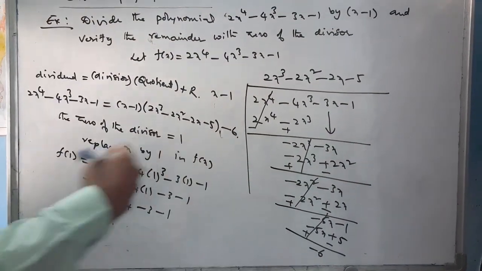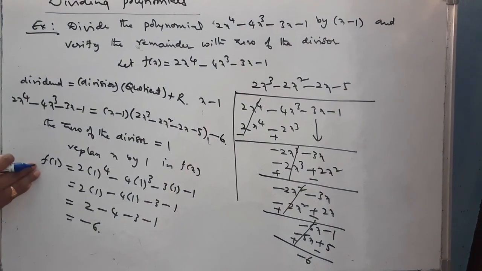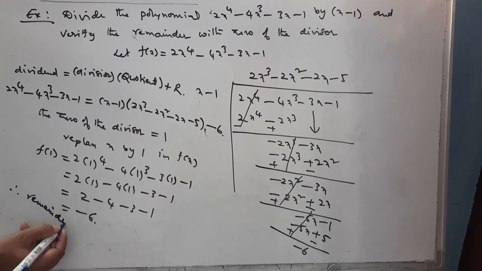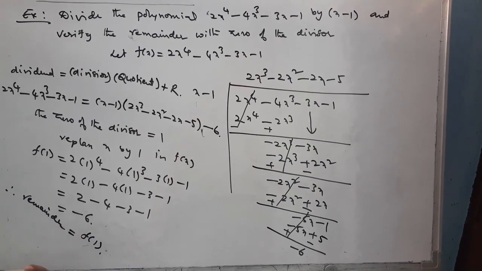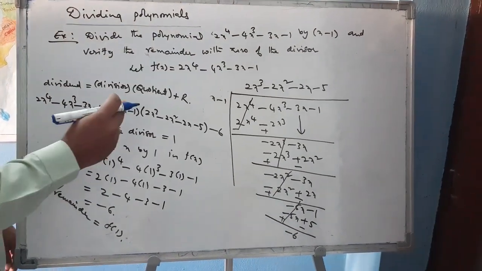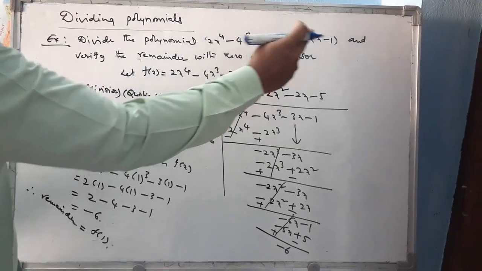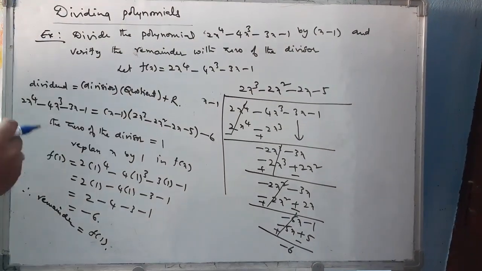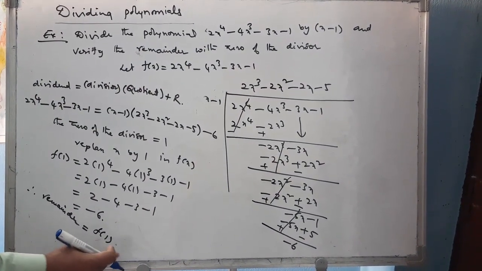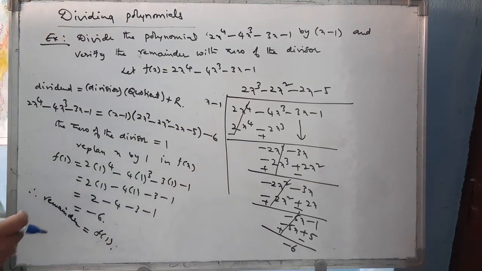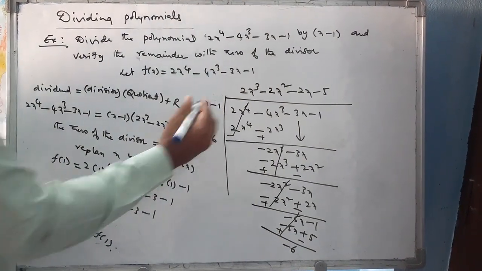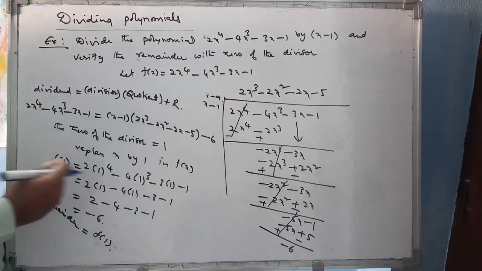So the remainder is equal to f of 1. Therefore the remainder is equal to f of 1. We observed in this problem, when the polynomial is divided by x minus 1, the remainder becomes f of 1. 1 is the 0 of the linear polynomial x minus 1. So here at the place of 1 we replace it by a. This becomes x minus a. It is a linear polynomial.